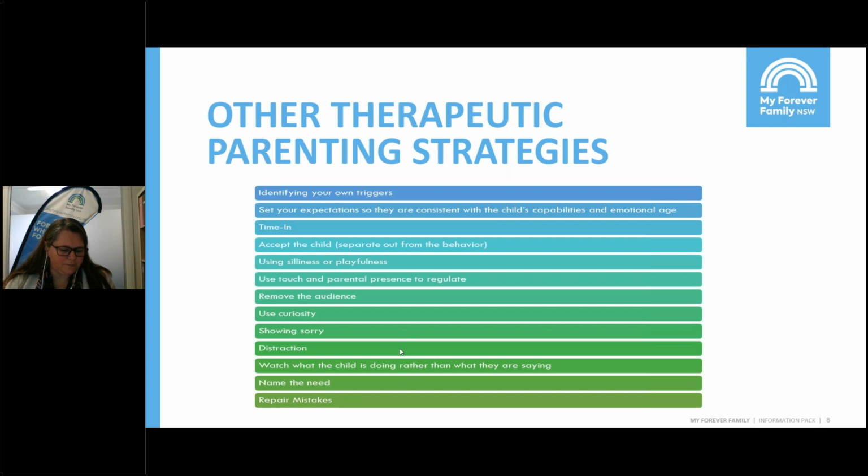Using distraction. So watch what the child's doing, rather than reacting to what the child's saying, and then see if you can shift them. So throwing balls around, changing topics, changing activities, something like that can distract them from the situation that they're in. And watching what the child is doing rather than what they are saying. So ignoring all of the words that are coming out, but watching what the actual actions are.